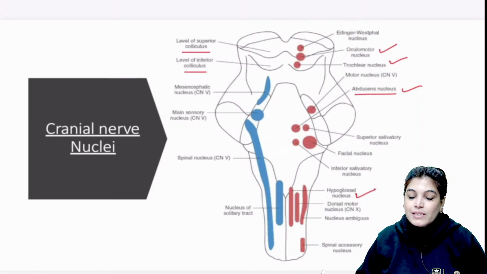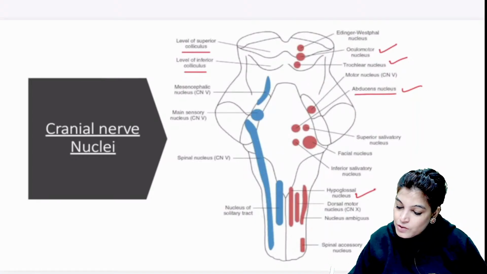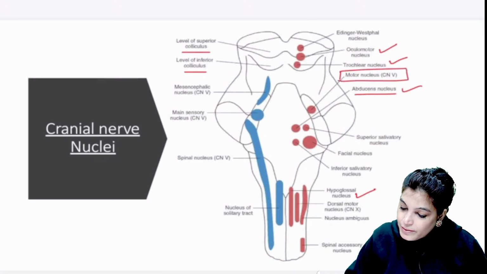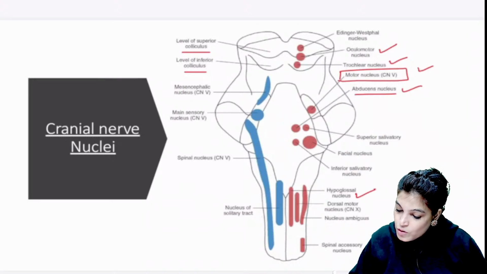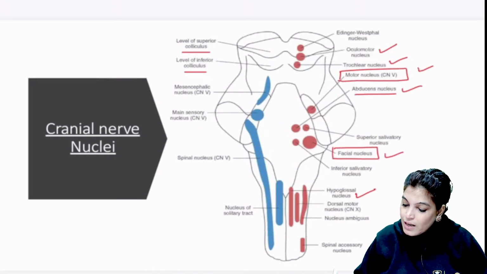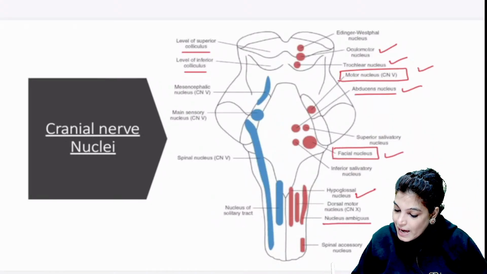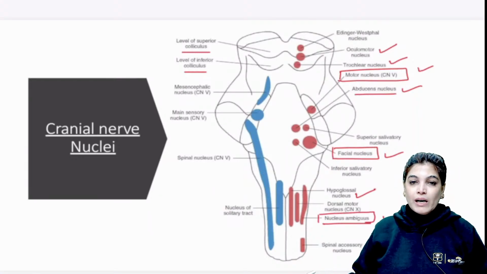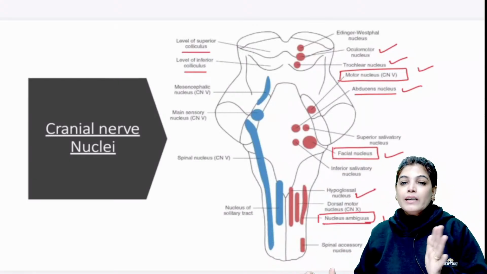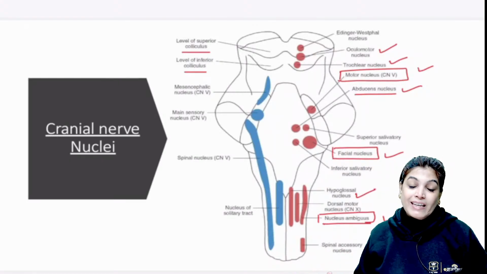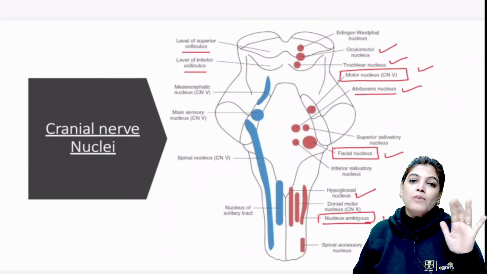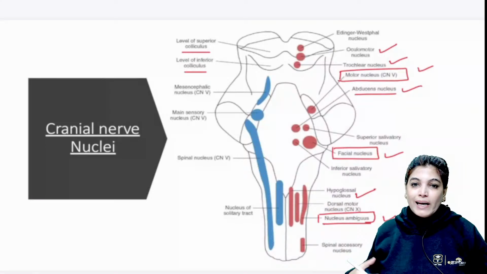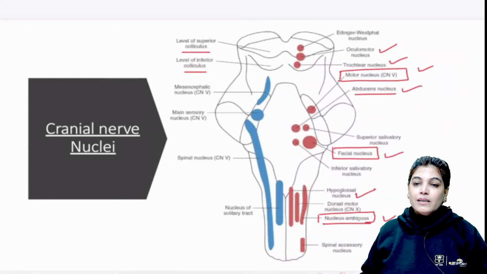And we have now finished the special visceral efferent. So we have the motor nucleus of the trigeminal nerve in the pons, the motor nucleus, that is the facial nucleus, in the pons, and the nucleus ambiguus, which is an elongated nucleus in the medulla oblongata. Here red color is for the location of efferent cranial nerve nuclei, and blue color is for the afferent cranial nerve nuclei.